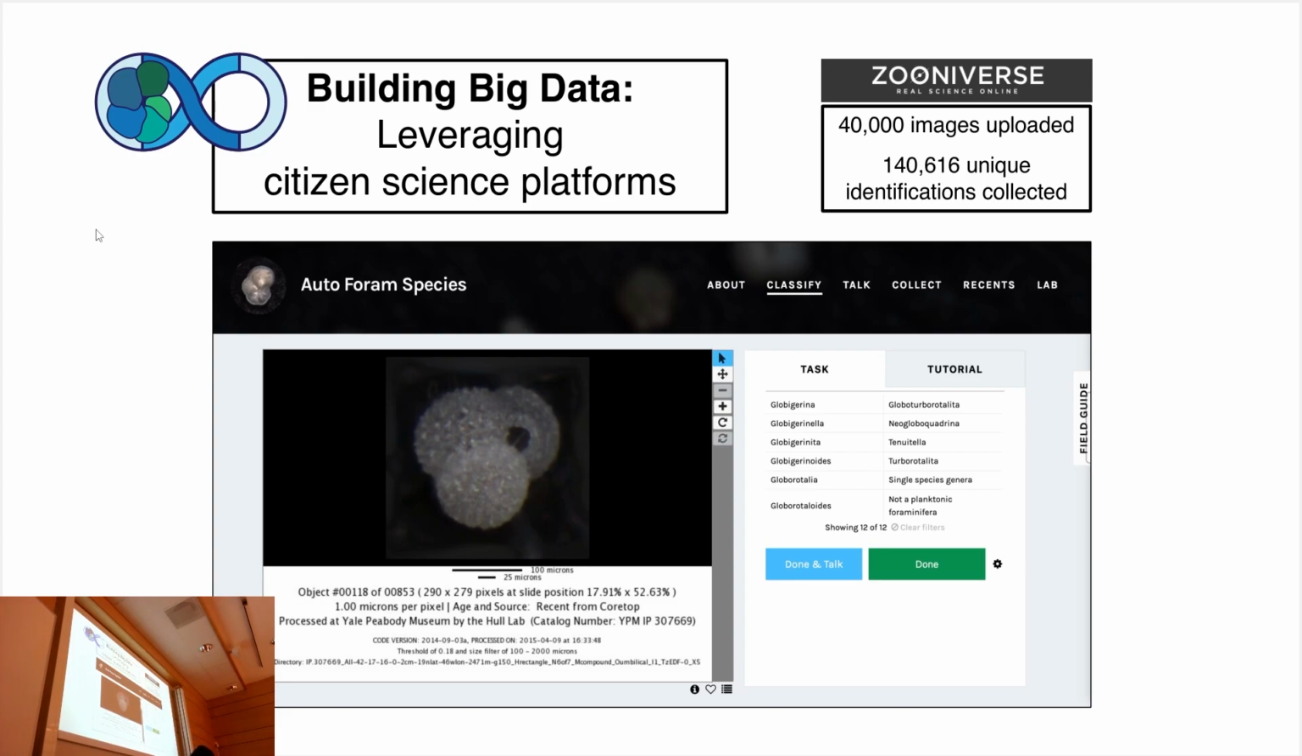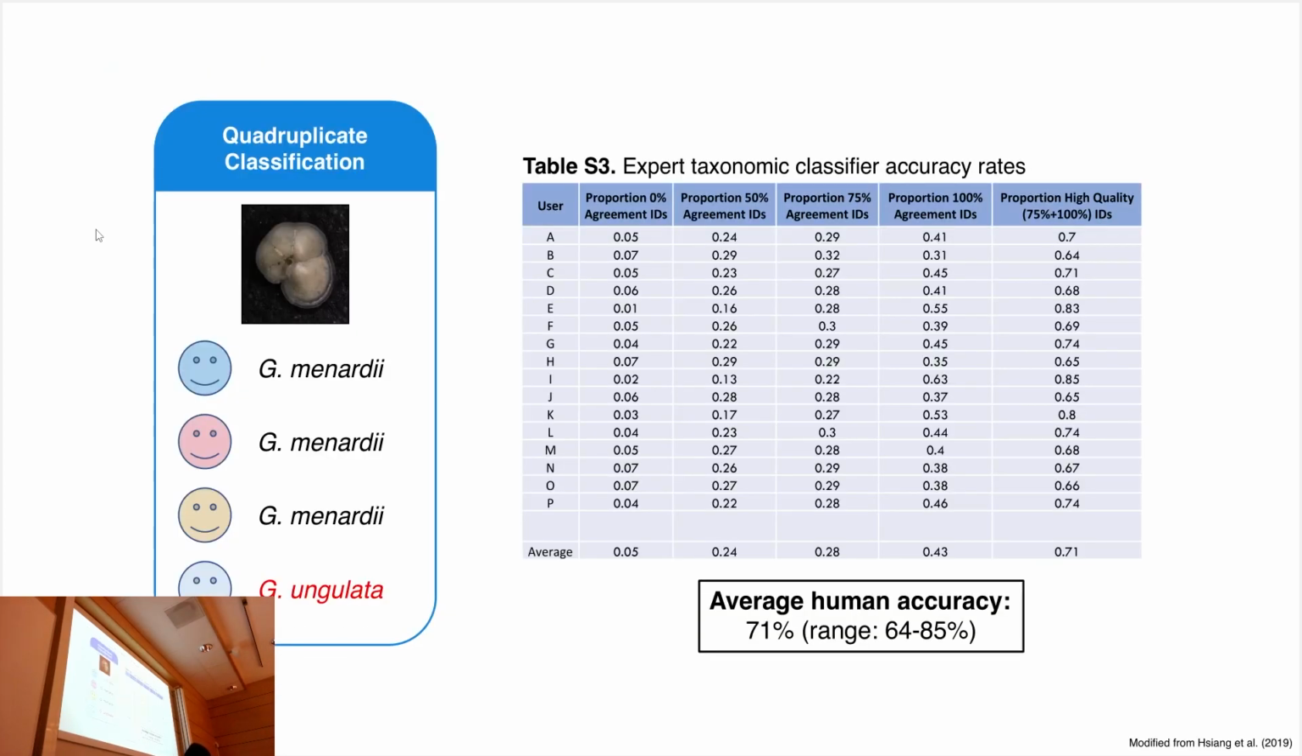So we uploaded 40,000 images of planktonic foraminifera onto this private project, and we collected a total of more than 140,000 identifications. Now you might wonder, there's only 40,000 images, why did we have 140,000 identifications? The reason for this is that we really wanted to make sure that the quality of this labeled data set was really good. As has been brought up earlier about how data quality is really important, what we really wanted to make sure was that everything was as correct as it could be.